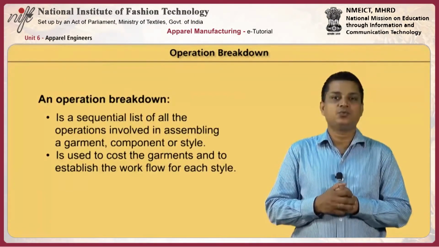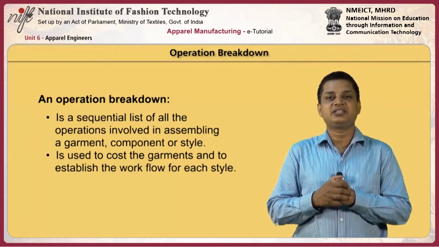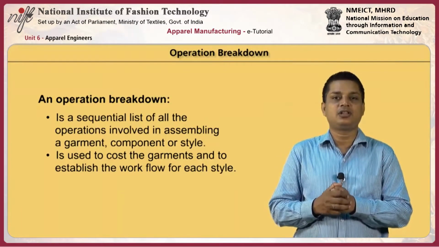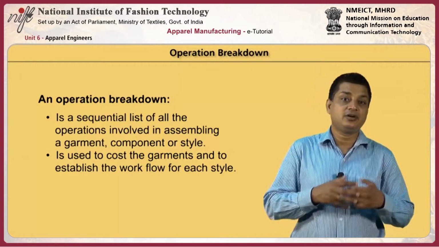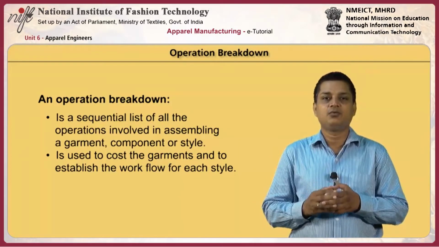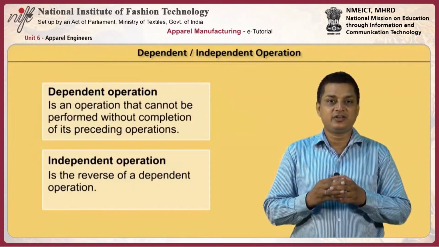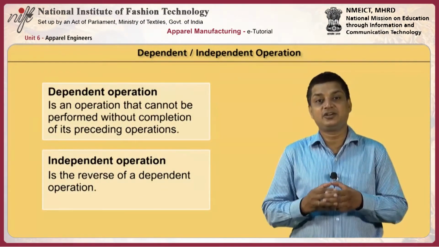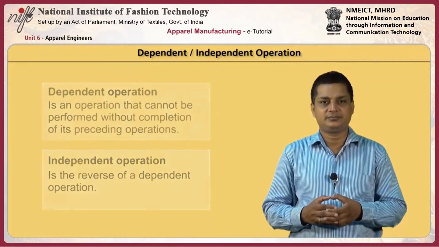An operation is one of the processes that must be completed in converting materials into a finished garment. An operation breakdown is a sequential list of all the operations involved in assembling a garment, component or style. It is used to cost the garments and to establish the workflow for each style. A dependent operation is an operation that cannot be performed without completion of the preceding operation. An independent operation is the reverse of a dependent operation.